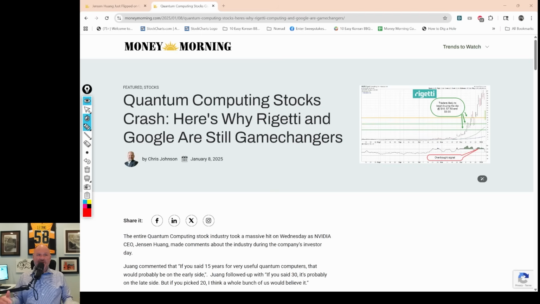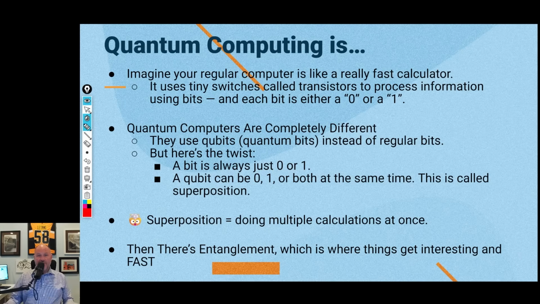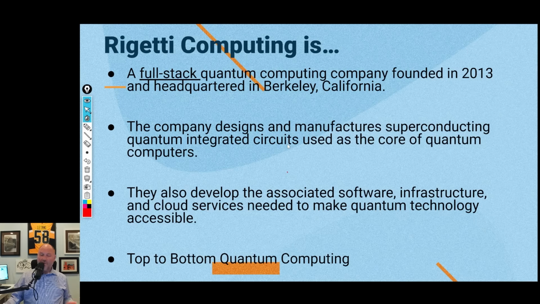So that is telling you a little bit about how important quantum computing is. Jensen Huang changes his story within a couple of weeks and says, maybe we're 5 years. And you had Google and IBM coming out and saying, yeah, this is going to happen much faster. So Rigetti Computing is one of the leaders.